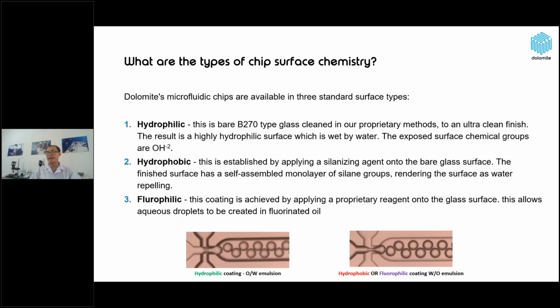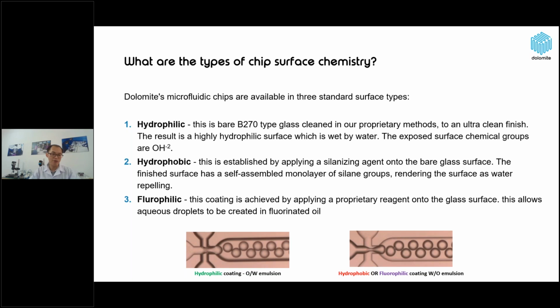So the important factor in this section is the chip coating, or chip surface chemistry, because it relates to how you can prevent chip blocking and also how to resolve your chip if you get chip blocking. The Dolomite microfluidic chips are divided into three standard surface types.